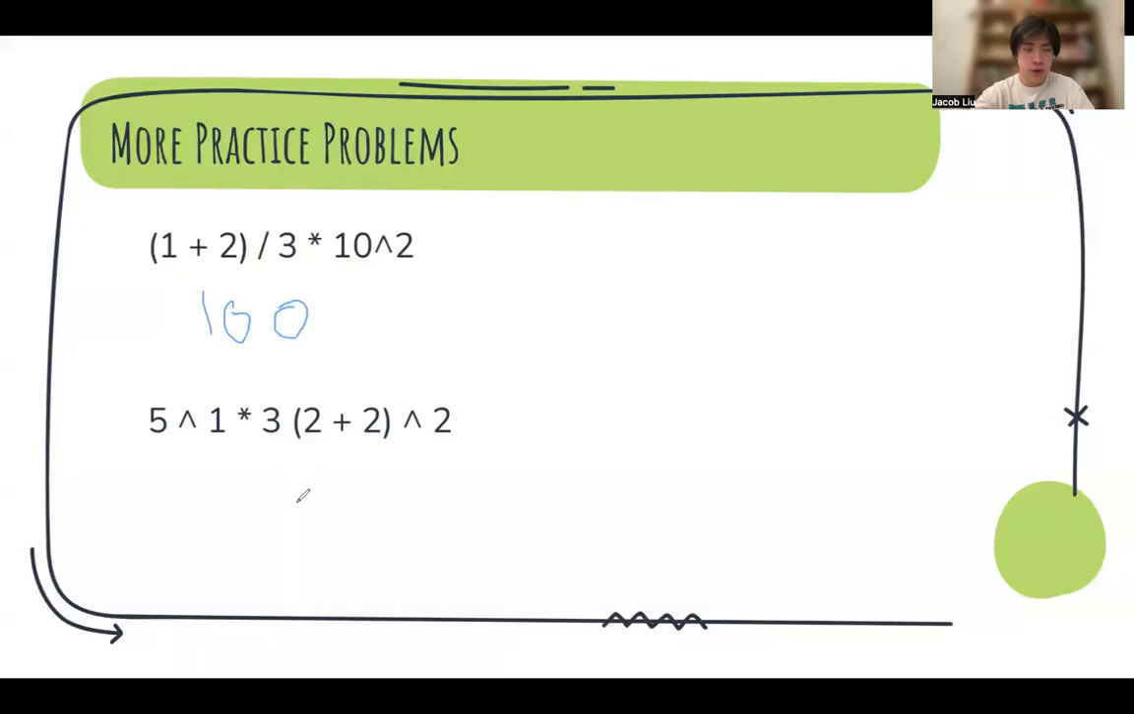Then the answer for number 2, well, we'll do this one together. This is 5 times 3. And if you see nothing here, nothing means multiplication, right? You have a number and then nothing in front of the parentheses, it's multiplication. So I'd write that in. Oh, sorry. Oops, I did something wrong. You actually have to do parentheses before you do exponents. So 5 to the power of 1 times 3 times 4 to the power of 2.